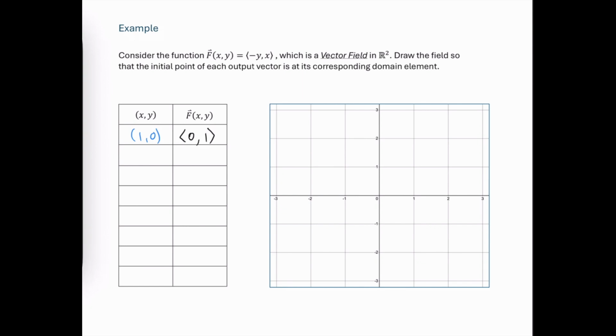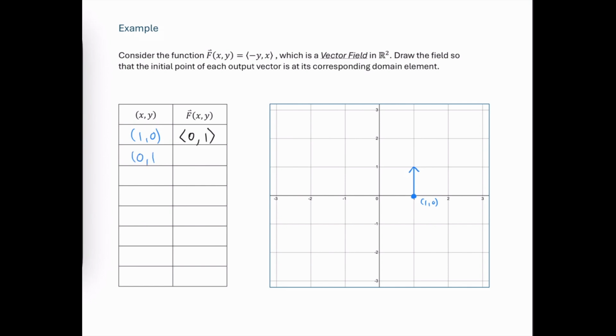The vertical component of our output vector is going to be the x-coordinate, which is 1. Now we're going to graph this output vector starting from the ordered pair 1, 0, which was the point used to generate the vector. Now with an initial point at 1, 0, we're going to move 0 in the direction of x and 1 in the direction of y. Essentially, we're going to move straight up to get our first output vector.